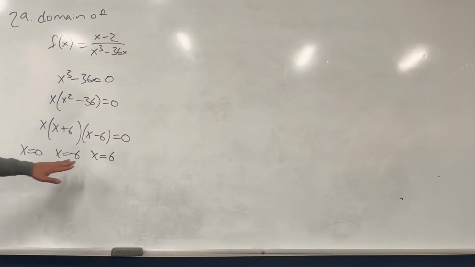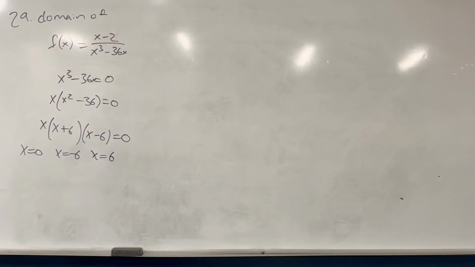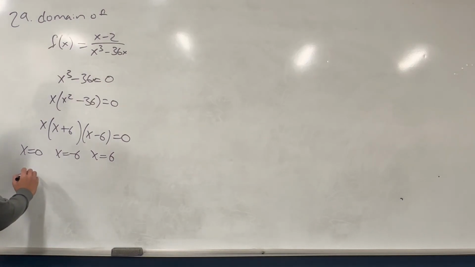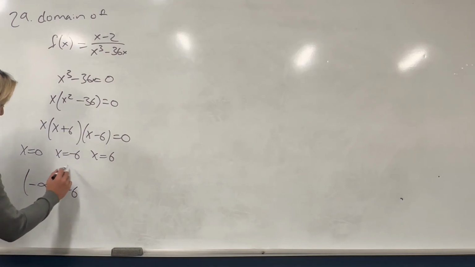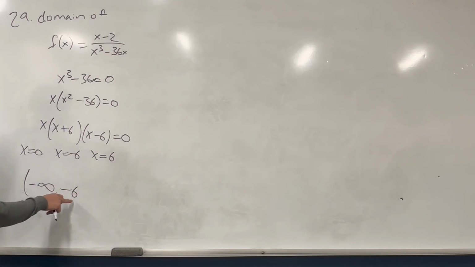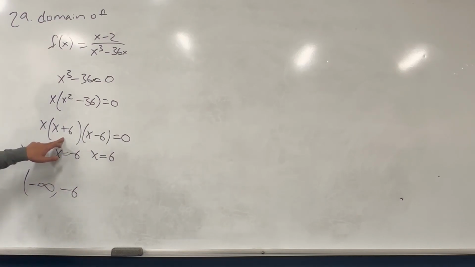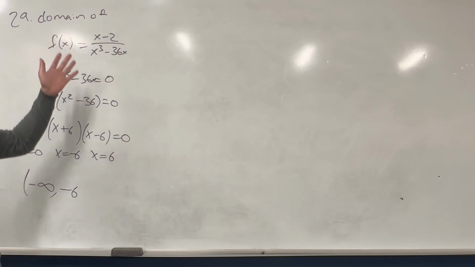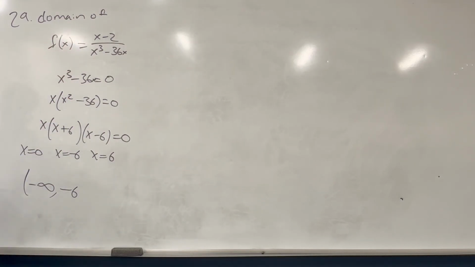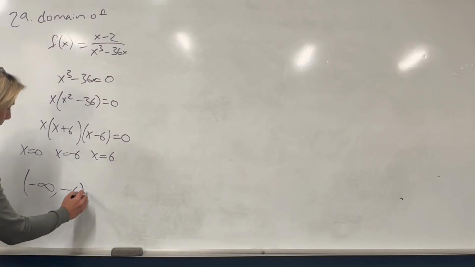So we have our three zeros. What's the domain now? Our domain is negative infinity to negative 6, because that's our lowest point. But is it a parenthesis or a bracket? Remember, if we plug in negative 6 here, what do we get? We get a 0. So 0 times 0, 0, whatever. So 0 is on the bottom, but we can't divide by 0 because that's undefined. So we can't have negative 6. This has to be a parenthesis.